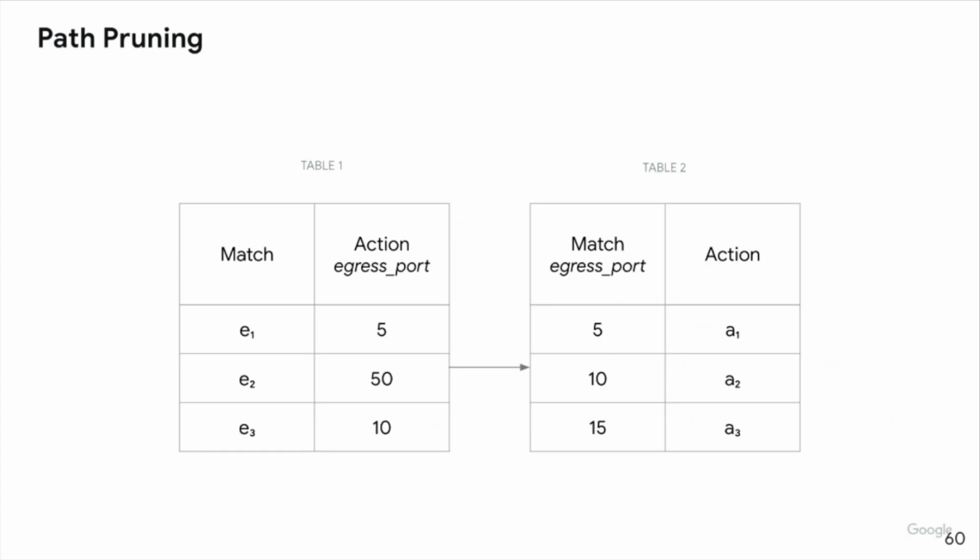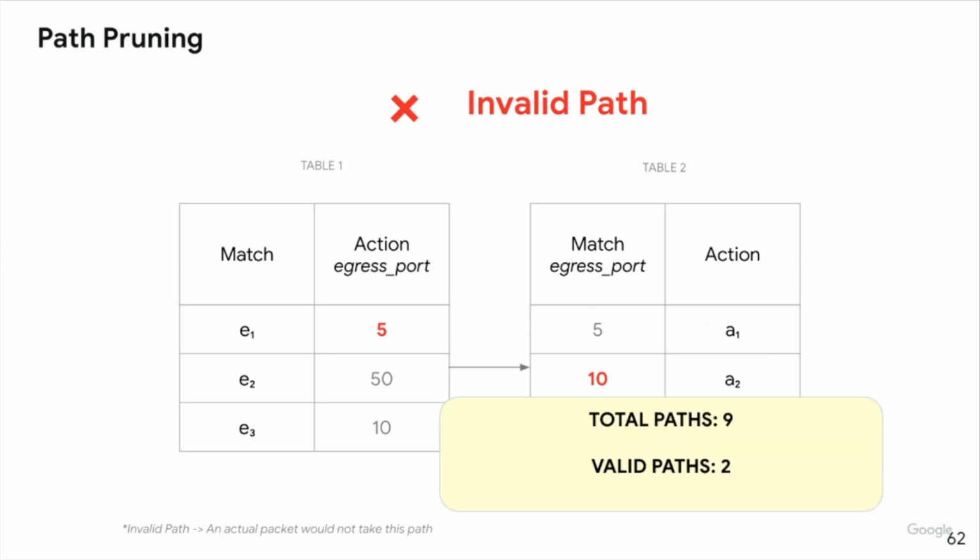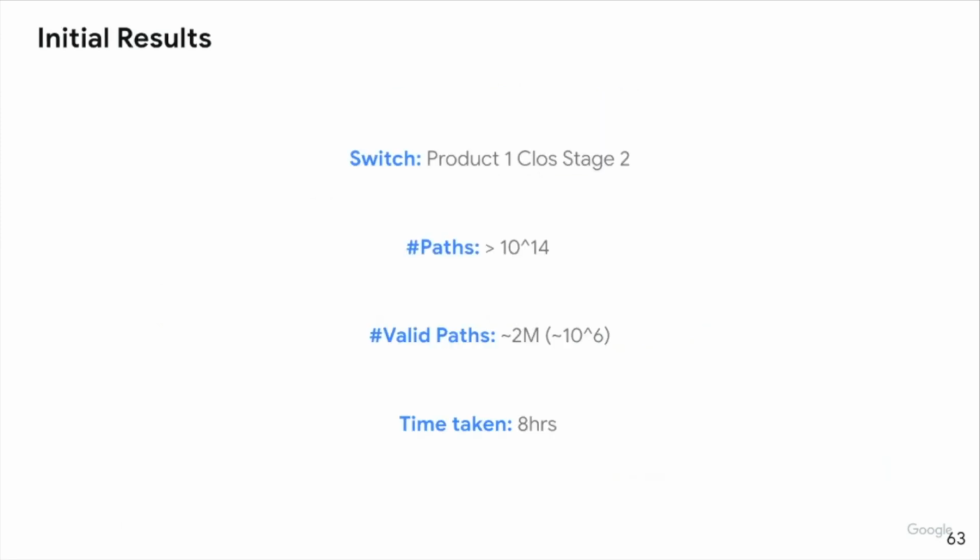What do I mean by this? If, let's say, the first table sets an egress port, and the second table matches on the egress port, then the packet would have taken only the first path, 5. It would have matched on 5 and taken the first entry 5. It wouldn't have matched on 10, as shown here. This is an invalid path, and we do not have to traverse those paths when you're doing symbolic execution. So there were only 2 out of 9 valid paths, and this way we can prune the paths to have better, faster performance.